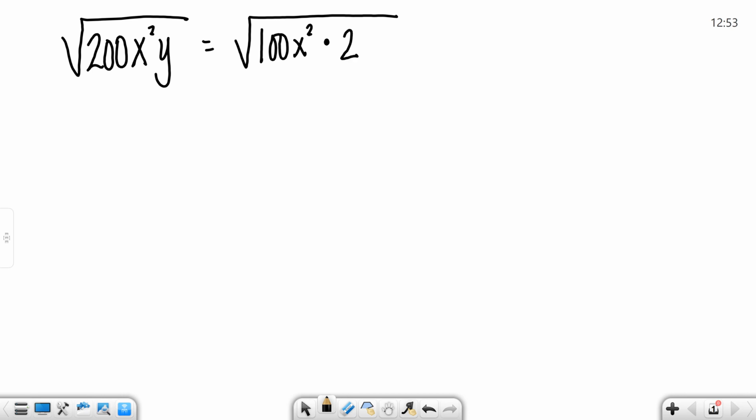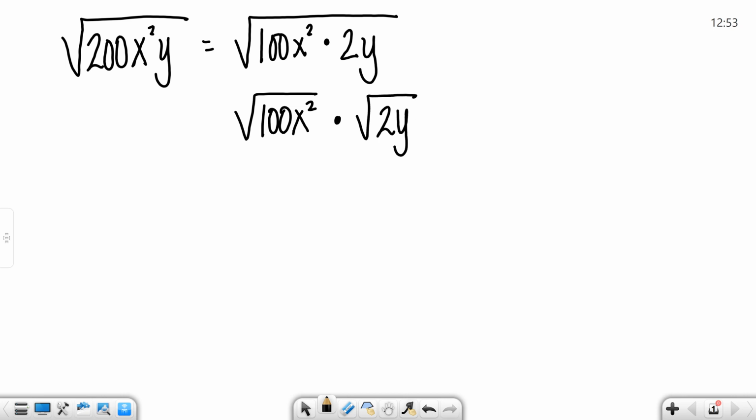100 times 2 gives me 200, and then I need that y. So the first two that I listed here, I can take the square root of 100x squared. I cannot take the square root of 2y. So that's why I choose to separate them. So the square root of 100x squared would be 10x on the square root of 2y.